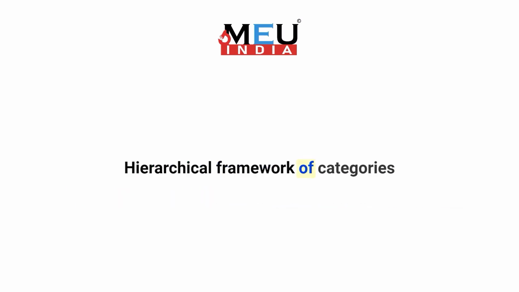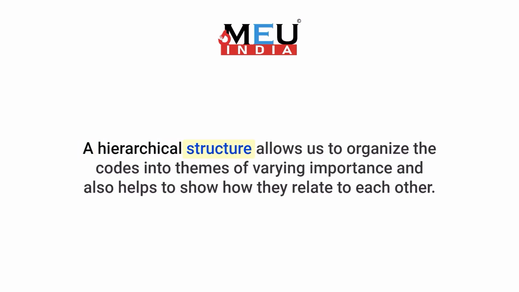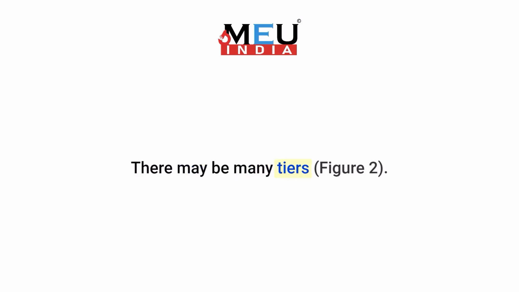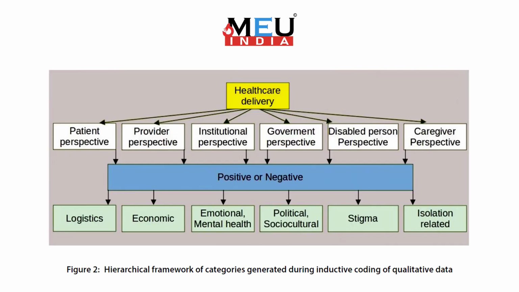Hierarchical framework of categories. A hierarchical structure allows us to organize the codes into themes of varying importance and also helps to show how they relate to each other. There may be many tiers. Figure 2, hierarchical framework of categories generated during inductive coding of qualitative data.